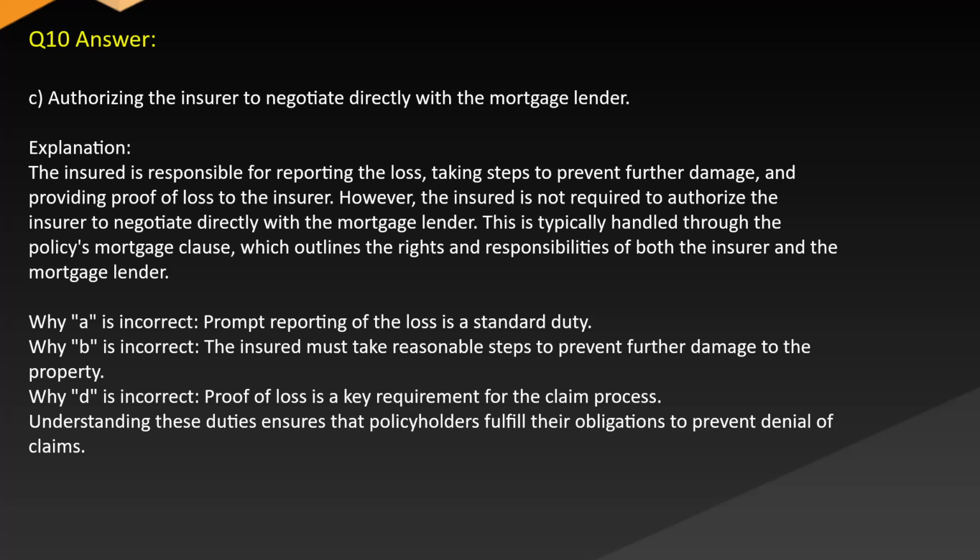Why A is incorrect: Prompt reporting of the loss is a standard duty. Why B is incorrect: The insured must take reasonable steps to prevent further damage to the property. Why D is incorrect: Proof of loss is a key requirement for the claim process. Understanding these duties ensures that policyholders fulfill their obligations to prevent denial of claims.